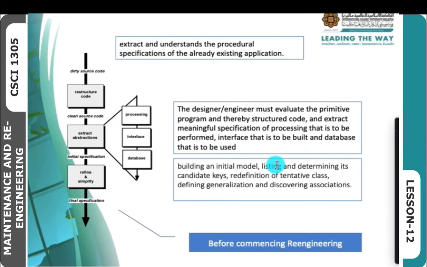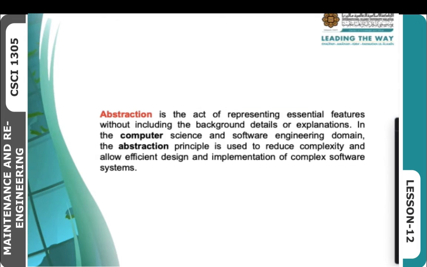Build an initial model, listing and determining its candidate key to define the tentative classes, defining general design, and discovering association. This is done before commencing re-engineering of the software. This is the definition of abstraction. I have mentioned abstraction just now. So what is abstraction?